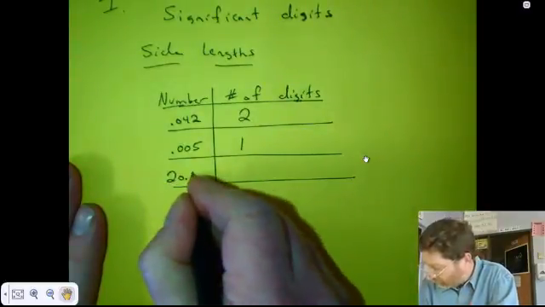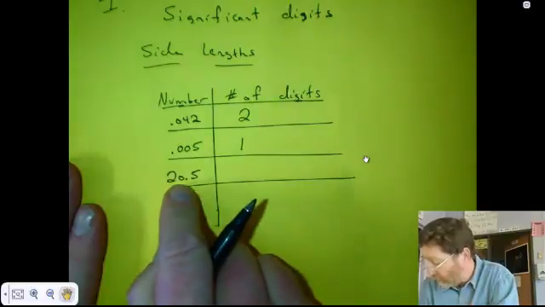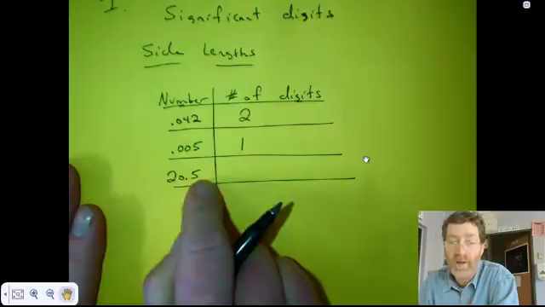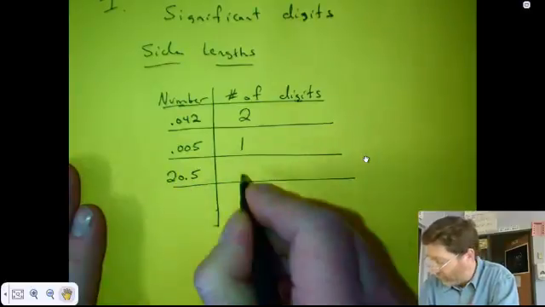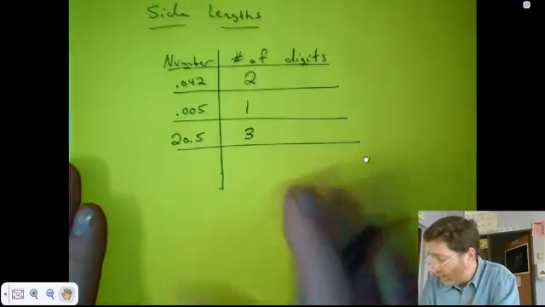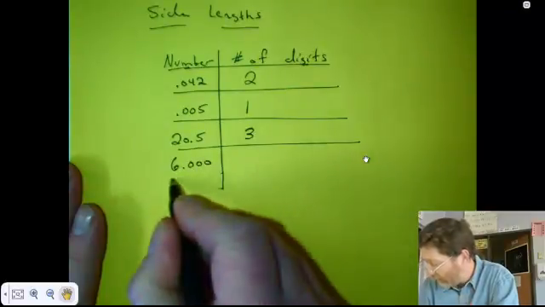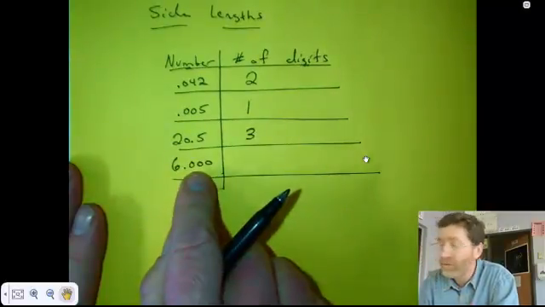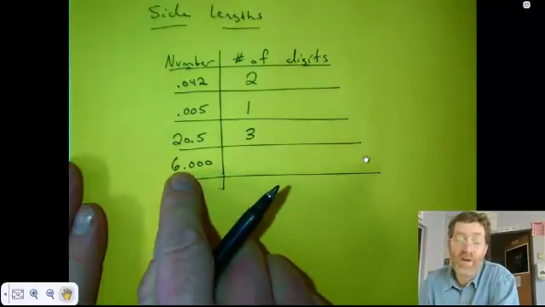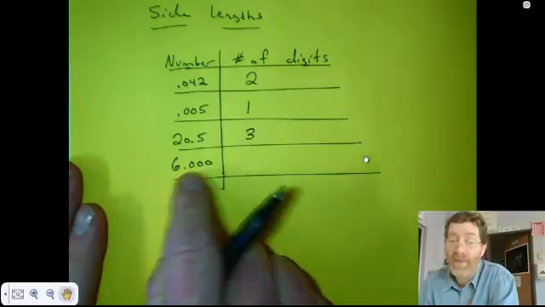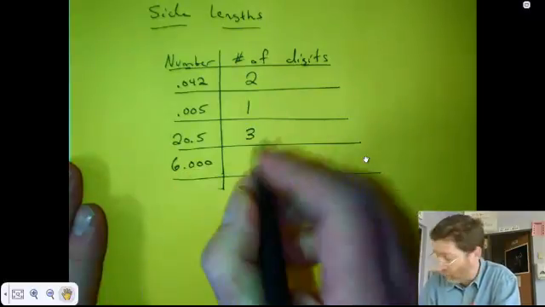Next, 20.5, because this zero is between two significant digits, it does count. It doesn't just hold a place value. And so this would have 3. When we add zeros to the end after the decimal place, they do not change the value. This is 6 with or without these 3 zeros. And so the only reason we add those is to show precision. We would count all 3 of those zeros, and so this one would have 4.